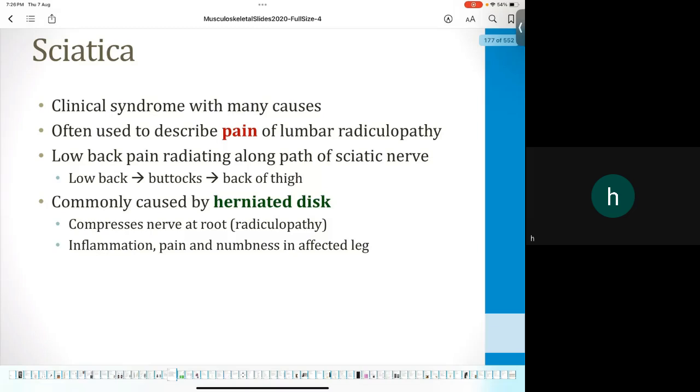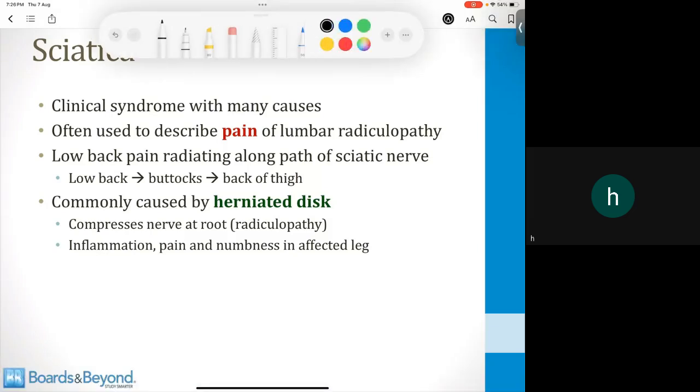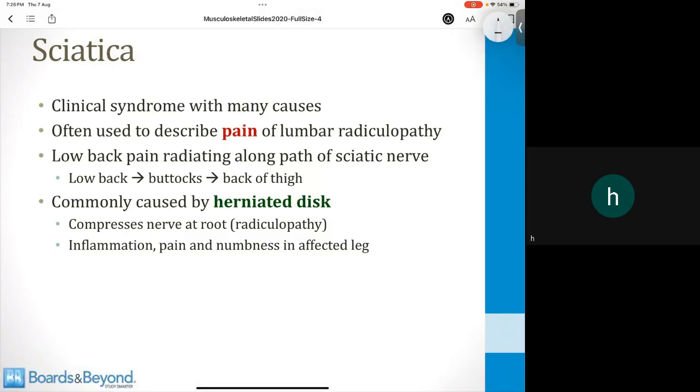What is sciatica? Do you know what sciatica is? It's compression of the sciatic nerve, with radiating pain down the leg. Perfect. Whenever we have compression of the sciatic nerve, it leads to sciatica, with a lot of pain. That's basically a lumbar radiculopathy, as the sciatic nerve arises at the lumbar level. The pain radiates along the sciatic nerve, moving downward to the lower back, buttocks, and back of the thigh.